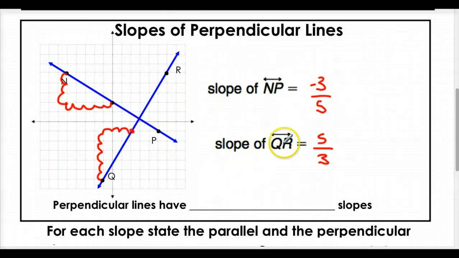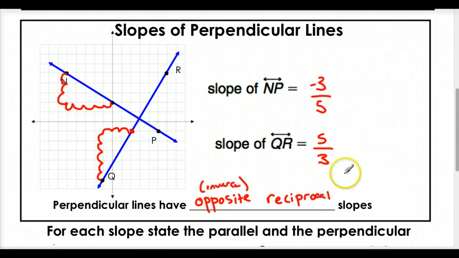Now if you look at these, they have things in common, but they're definitely different. And if I were to say what the difference is, they seem to be flipped over. This is 3 over 5, this is 5 over 3, and one seems to be negative. And yes, that is the rule for perpendicular lines. Perpendicular lines have opposite reciprocal slopes. Another way to say opposite is inverse. That's our math term for opposite. And a reciprocal is just when you flip a fraction. So this is negative, this is positive, and they're reciprocals because they flipped over. All right, we got it.